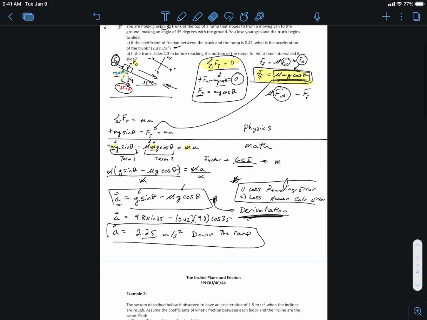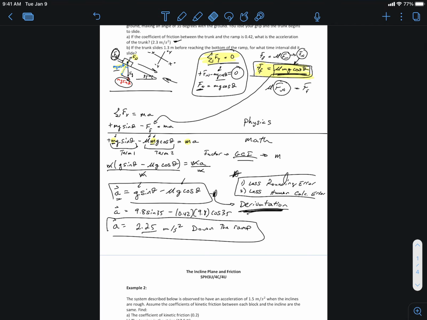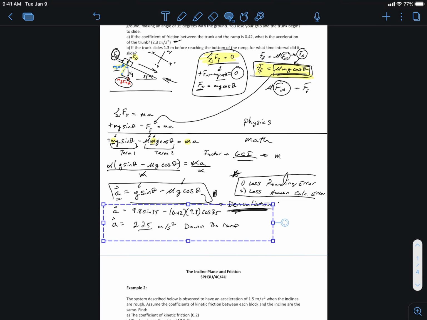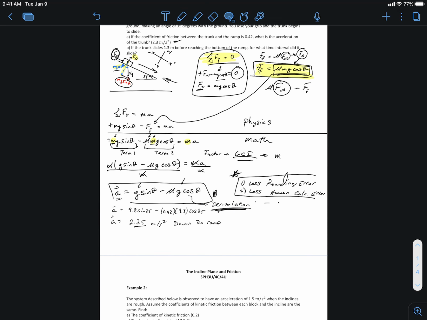Okay, sorry, I'm getting all derailed here. Let's do the second part of this question, which is not too bad. We want to find the time that it took for this thing to slide down the incline. Okay, let me do some shrinking here to save us some space.